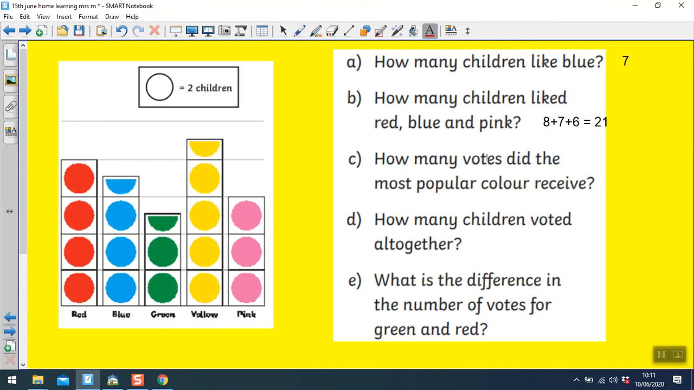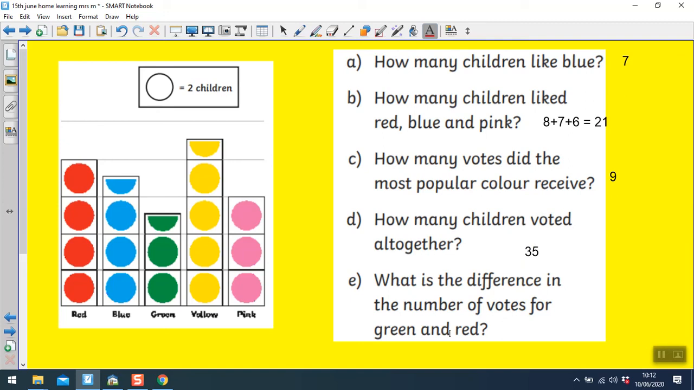How many votes did the most popular colour receive? The most popular colour was yellow, but the question says how many votes did it receive? So 2, 4, 6, 8 plus 1 more equals 9. How many children voted altogether? So we've got 8 and blue and pink, that made 21. We need to add on the green and the yellow. So the yellow was 9, 21 plus 9 is 30, plus green is 35.